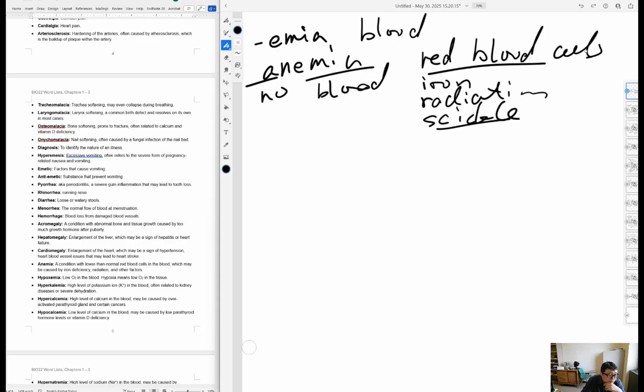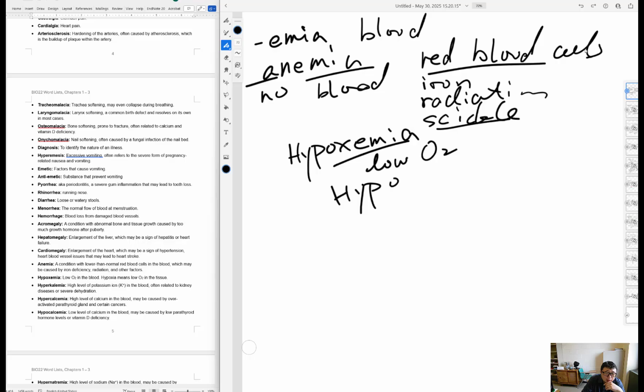Hypoxemia. Hypoxemia means low oxygen in the blood. There's another word called hypoxia. Hypoxia means low oxygen in the tissue, while hypoxemia is in the blood. That's how they are different.